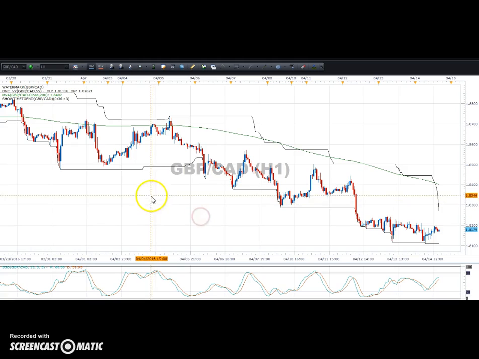The idea here with the Donchian channel strategy is look for the strongest trending pairs, get in when they present an opportunity. Just don't enter a short position on this pair randomly. You want to wait for a setup.